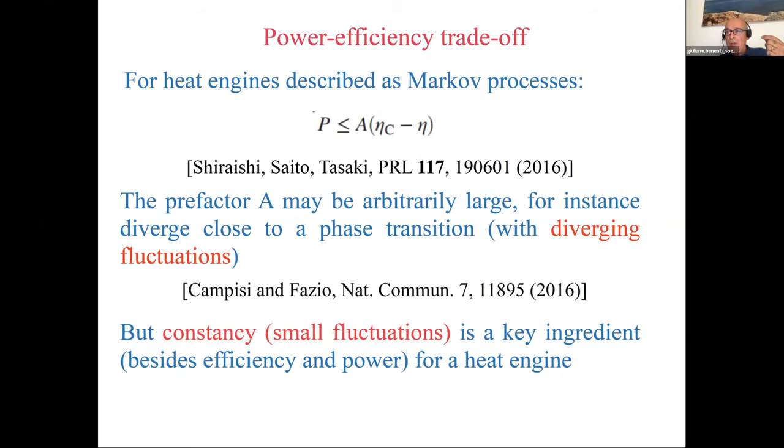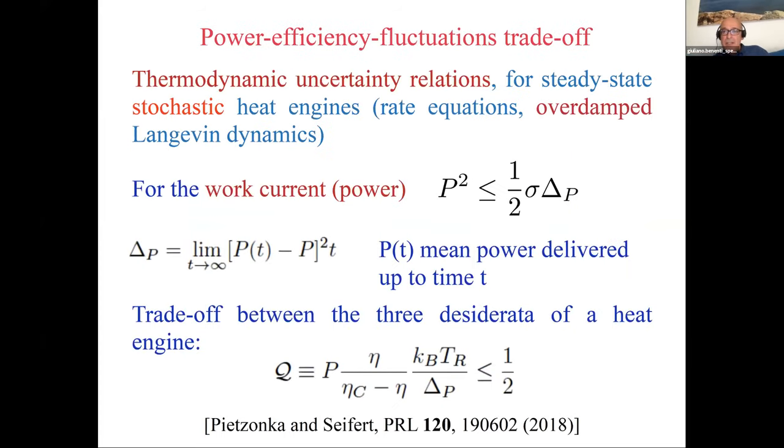But then if you want to characterize the performance of a heat engine, it's not enough to look at efficiency and power, but you also want some constancy from your engine. So it's also important that you look at fluctuation. Small fluctuation is a key ingredient for a heat engine. And the point is that when you approach a phase transition, this fluctuation diverges, and this makes such an engine a little bit impractical. Actually, this was formalized in the setup of thermodynamic uncertainty relations, and the bound was derived by Pietzonka and Seifert, if you consider steady state stochastic heat engines that can be modeled as a rate equation or overdamped Langevin dynamics.